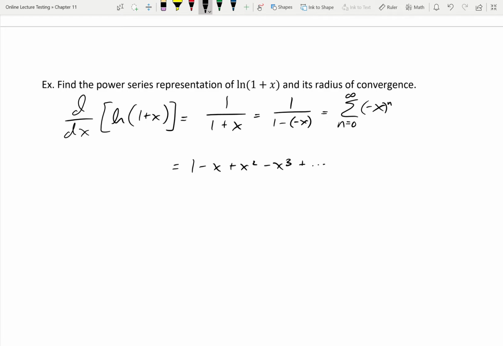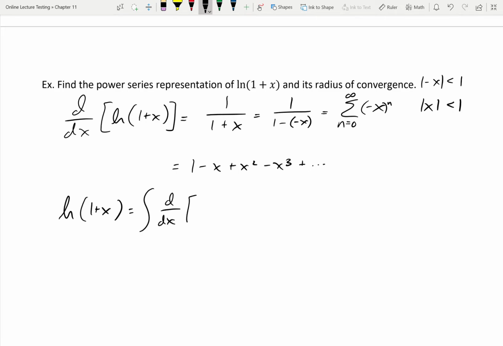And this is true when the absolute value of x is less than 1. Again, radius of convergence, because this is a geometric series. If we wanted to go one step past this, the negative gets absorbed into the absolute value, and so this is what we're going to get. All right, so this is the series representation of 1 over 1 plus x. Next, I need to get back to my natural log. Well, the natural log of 1 plus x is equal to the integral of its derivative, right?